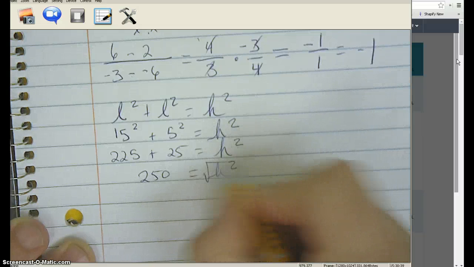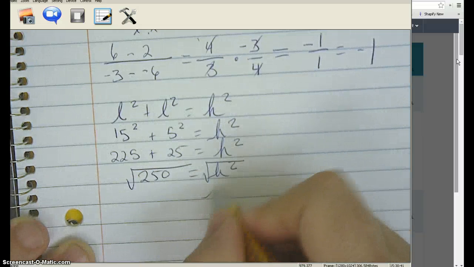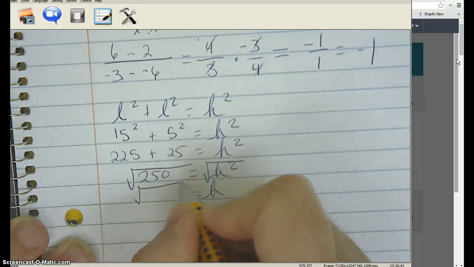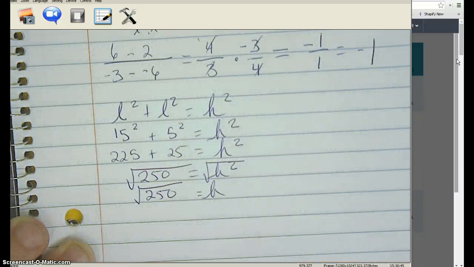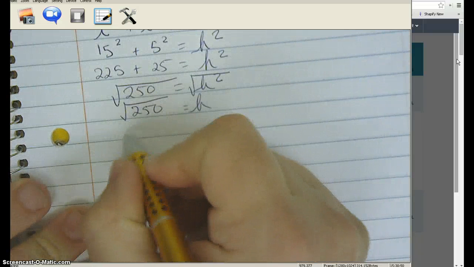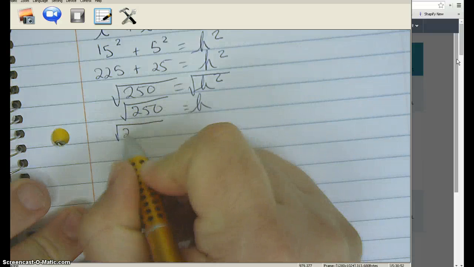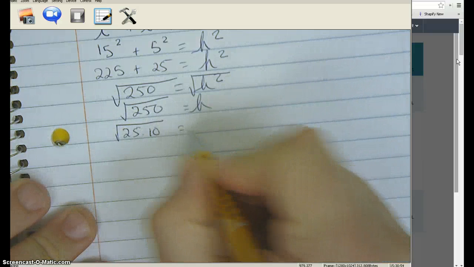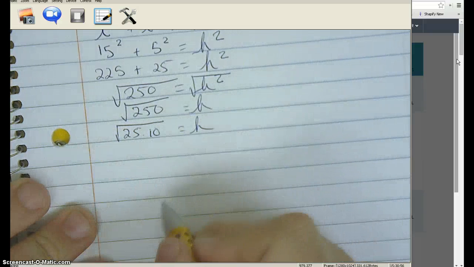If I take the square root of both sides, I get the hypotenuse is equal to the square root of 250. Well, that sounds okay, but there's a perfect square inside of here because this is equal to 25 times 10. So we're going to try and figure that out a little bit.